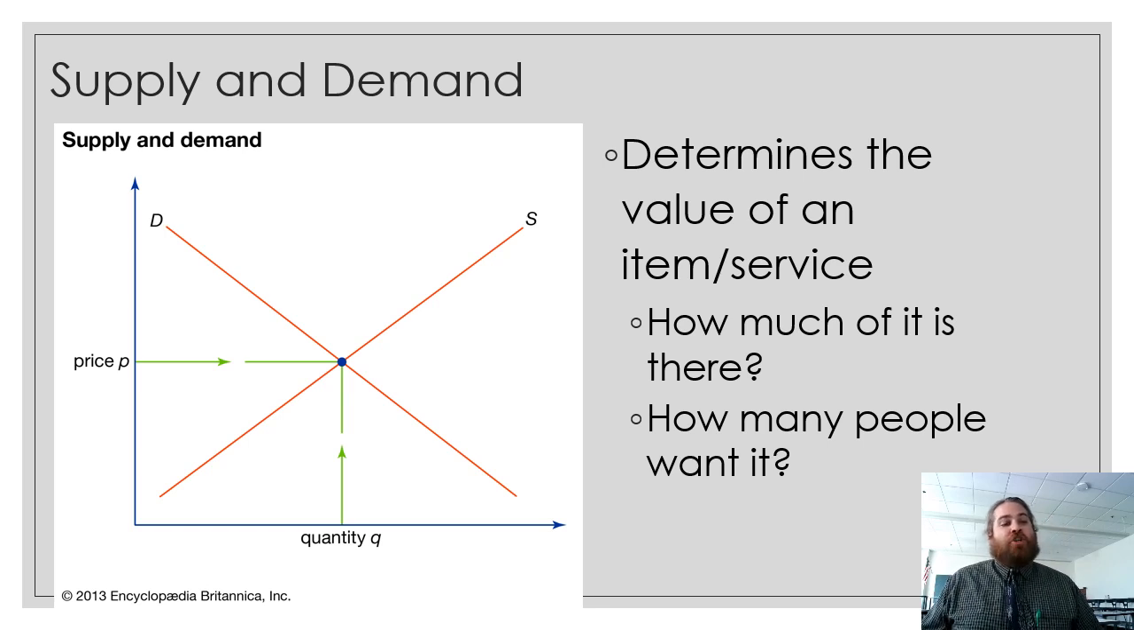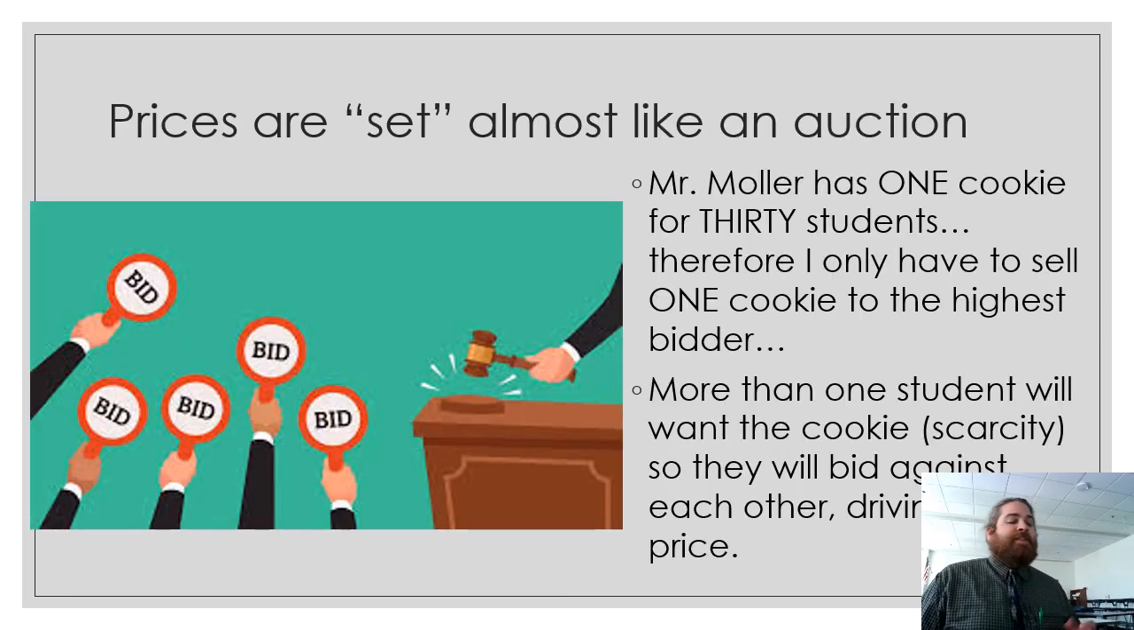And so this nice little chart is going to show us a little bit how that works. As the quantity, the amount of something, goes up, the price of it is actually going to go down with demand. So prices are set in this free market idea almost like an auction. So let's imagine, I wish you guys were here for this, that I have one cookie and there are 30 hungry students. Therefore, I only have to sell one cookie to the highest bidder.